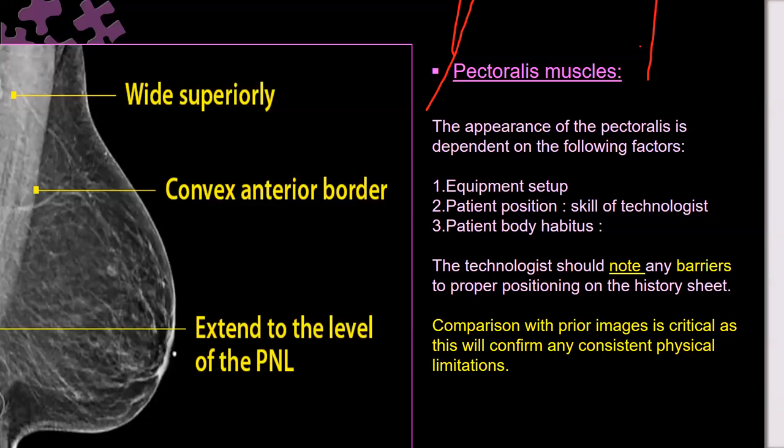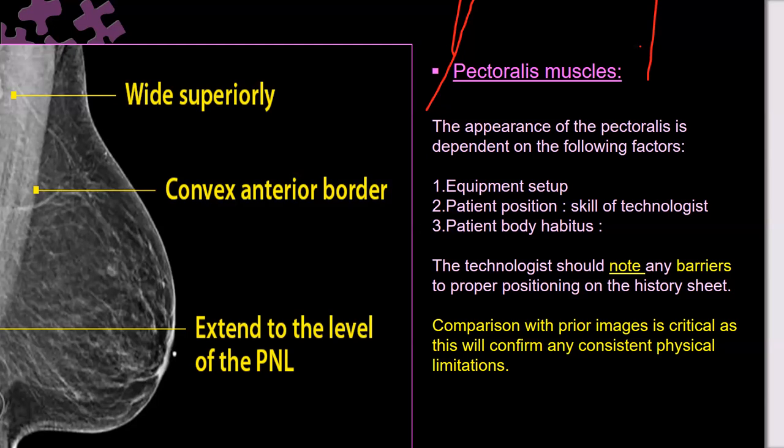Visualization of an optimum pectoralis muscle can be related to equipment setting or setup. It can be related to the patient positioning and the skills of the technologist, or can be related to the patient's body habitus. That is why there might be a barrier that hinders the technologist from doing proper positioning. Okay? And in this case, he has to write it for you. If the patient has scoliosis, for example, he has to write it for you.